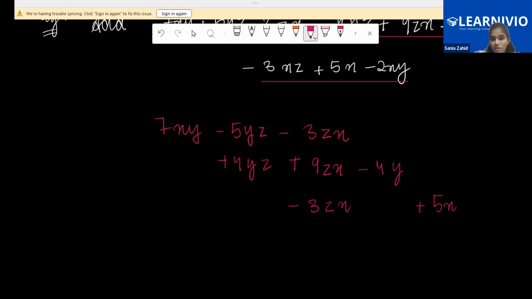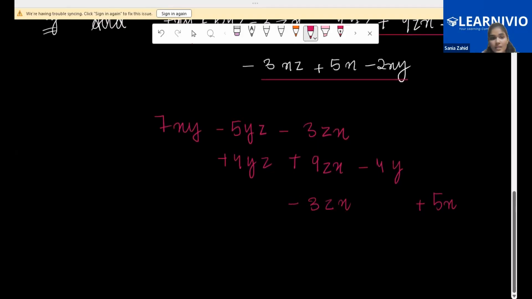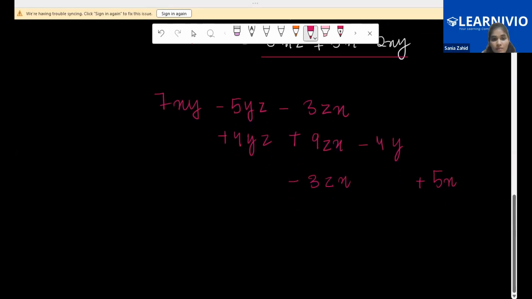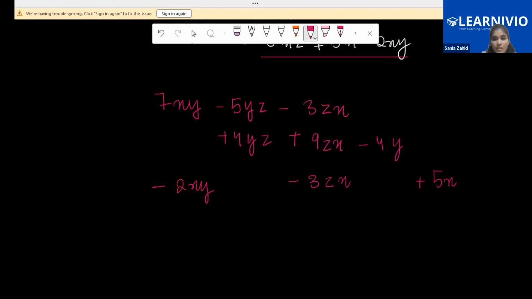Okay, so now we have 5x, then we have minus 2xy. So minus 2xy we will write over here. Okay. Now, children, wherever there is a space left over here, you just write down 0 in place of that. Like there is a space left over here, write down 0. Here you write down 0, right? 0, 0, 0, and 0. Fine. Now, let's just solve them one by one.